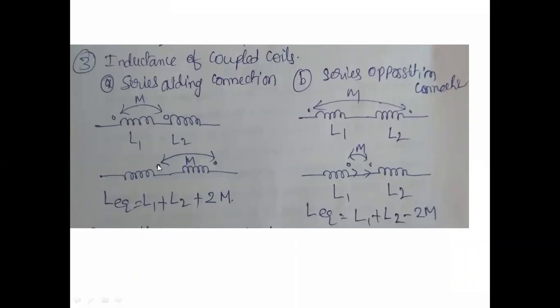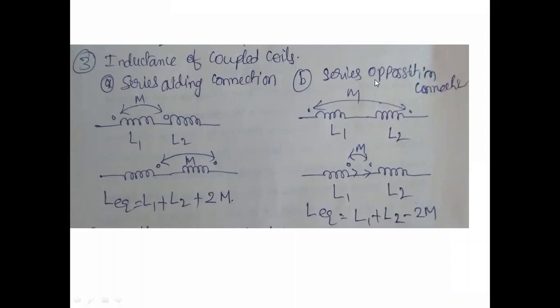Here, in the same way, the dots are at the end of the coil. In this case also, the generated flux will be aiding, which means it increases. So that's why it is L1 plus L2 plus 2M, where M is the mutual inductance between the two coils. So this is a series aiding connection. By this series aiding connection the flux will be added, and the mutual inductance will be added two times.